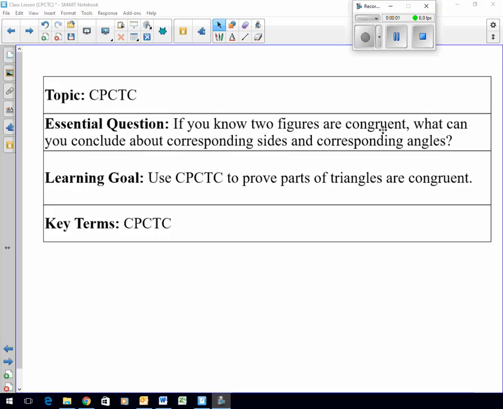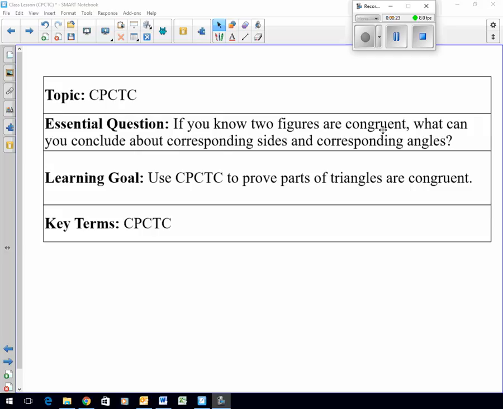Alrighty, guys, let's get started. So today we're talking about CPCTC, which is an acronym that means corresponding parts of congruent triangles are congruent. Everybody say it with me. Corresponding parts of congruent triangles are congruent.